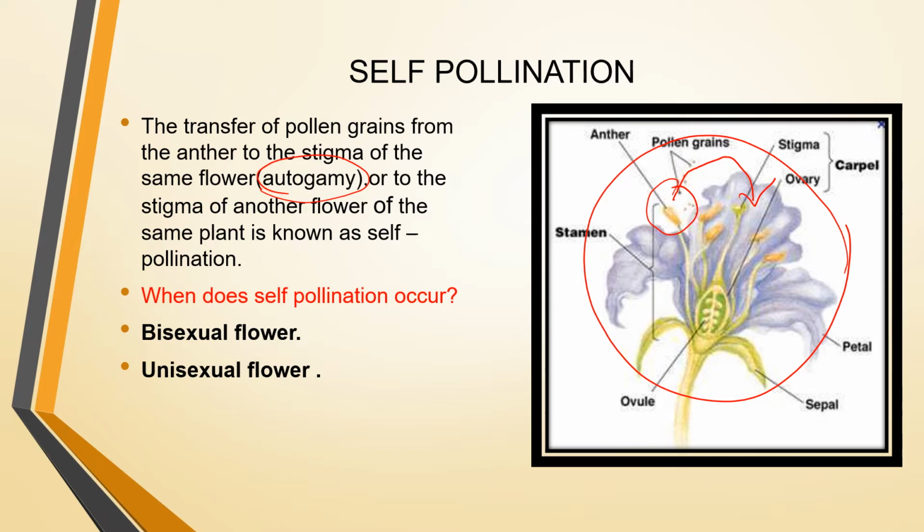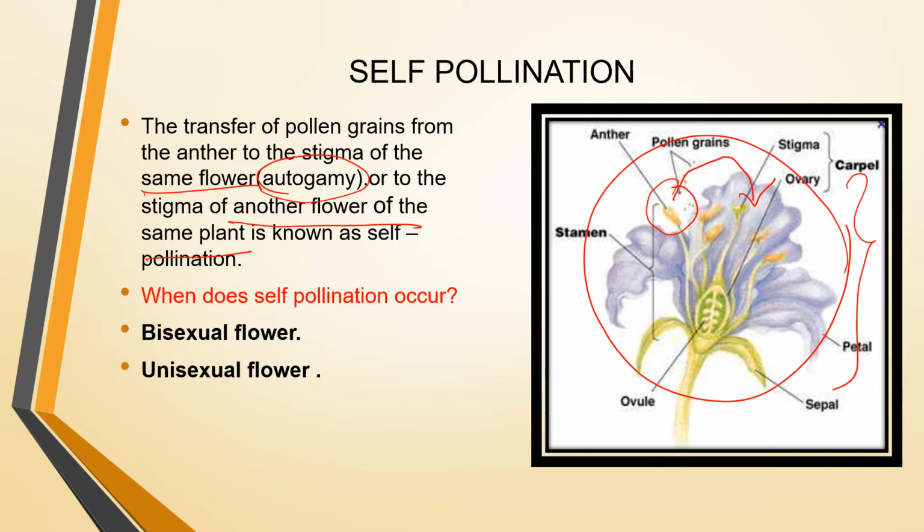So when does self-pollination occur? When it happens in the same flower, this is called autogamy. Geitonogamy also falls under self-pollination, because within the same plant, if the pollen falls from one flower onto the stigma of a different flower of the same plant, it is also self-pollination. So it may fall in the same flower or in another flower of the same plant.